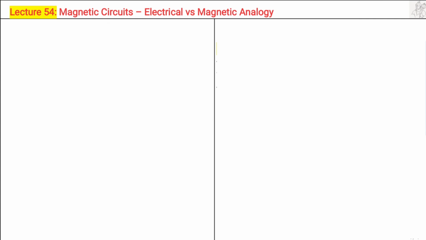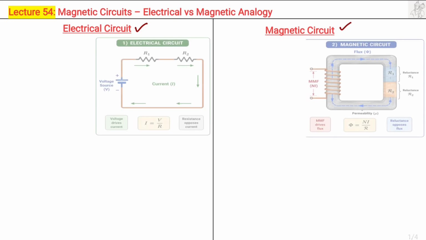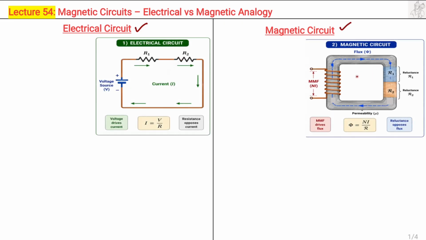Lecture 54, Magnetic Circuits, Electrical versus Magnetic Analogy. So this lecture is structured in a comparative way. On the left side we will talk about the electrical circuit, and on the right side we will talk about the magnetic circuit. This is an electrical circuit and this is a magnetic circuit.